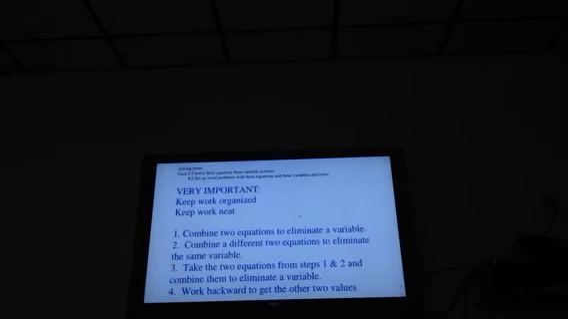3, you're going to take the 2 equations from step 1 and 2 and combine them to eliminate a variable, and then you're going to work backwards to get the other ones. So it's really a series of elimination methods, okay? Like 3 different times. Maybe shorter, maybe even shorter on some questions, okay?